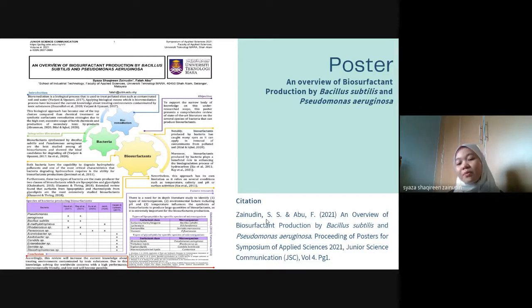And as for biosurfactants, aside from being useful for the bioremediation process, they also contribute benefits to the food industries, and can also act as antimicrobial agents. Even though biosurfactants have got many eyes, they have their own limitation, as they rely on several conditions such as temperature, salinity, and pH.